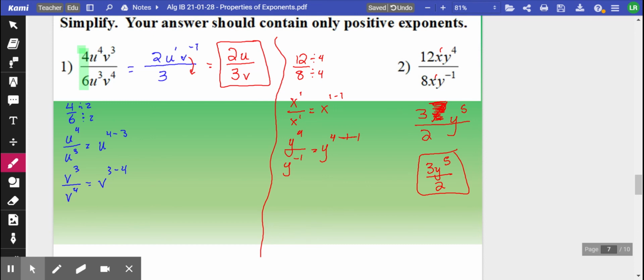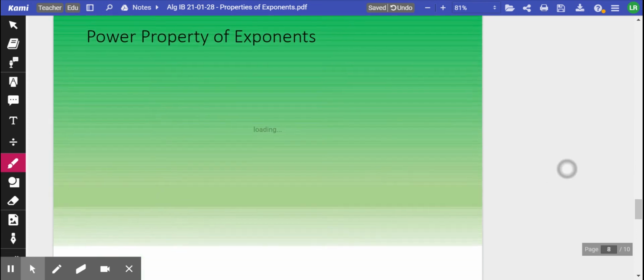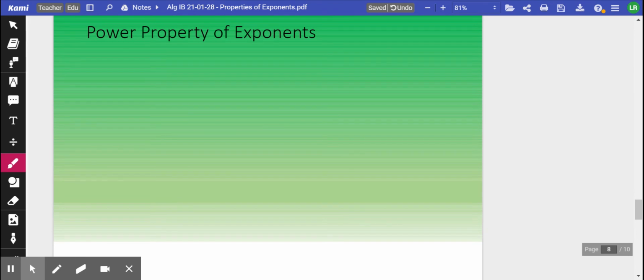Last but not least, we have the power property. Now, the power property is when you take an exponent and you raise it to another exponent. So you have something like this: a to the 4th raised to the 3rd. Well, what this means is I have a to the 4th 3 times multiplied together. Okay, a to the 4th times a to the 4th times a to the 4th.